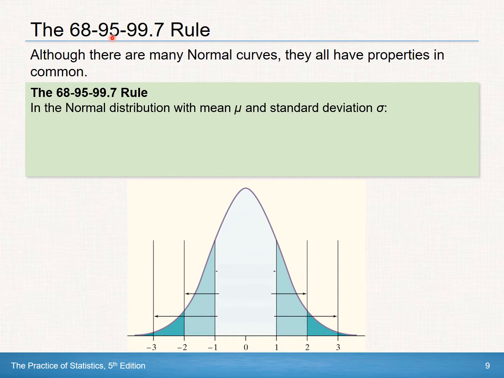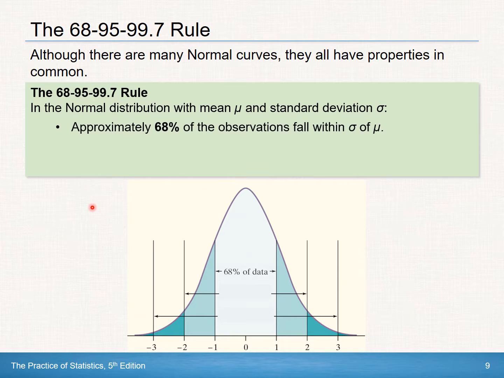We have this 68, 95, 99.7 rule. Some books call it the empirical rule. It says that in a normal distribution with a mean of mu and a standard deviation of sigma, approximately 68% of the observations will fall within one standard deviation. So if this is the mean, 68% of your data points would fall between one standard deviation to the left and one standard deviation to the right.